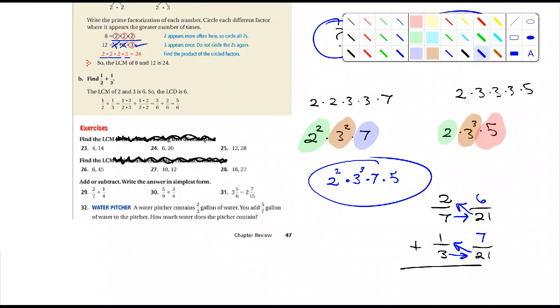Now I just add up the numerators. What's 6 and 7? 15? No. What's 6 plus 7? Yeah, 13. So it would be 13 over 21. Okay? So I do want you guys to do 29, 30, 31. And you can do 32. So I want you to do all those problems in the chapter review.